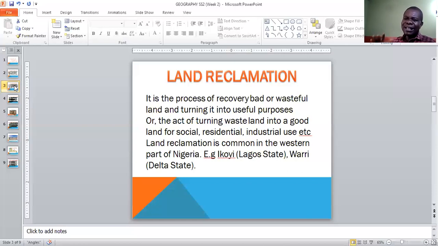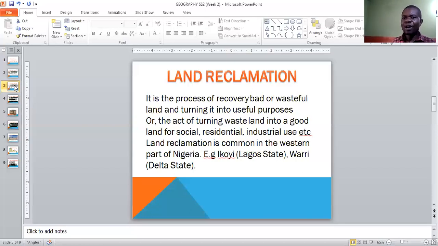The process of taking away the water or putting sand there to make it a good land, that is what we mean by reclamation. That is recovering bad or wasteful land and turning it into useful purposes, or the art of turning waste land into a good land. The reason could be residential, that is, you want to build a house there. It could be industrial, you want to put a company there.